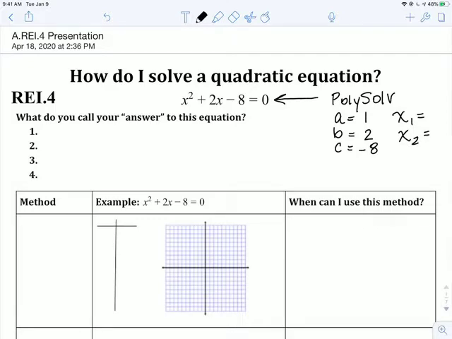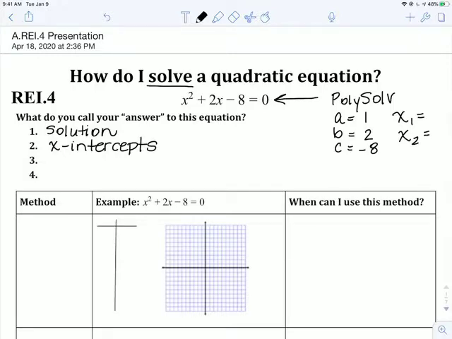So let's talk about the 4 different terms that we referred to when we talked about solving a quadratic equation. One term that we used was solution. We said, okay, the x1 and the x2 are considered our solution. We also refer to x1 and x2 as our x-intercepts. Remember, that's where the graph crosses the x-axis.